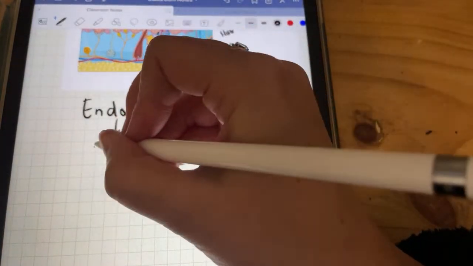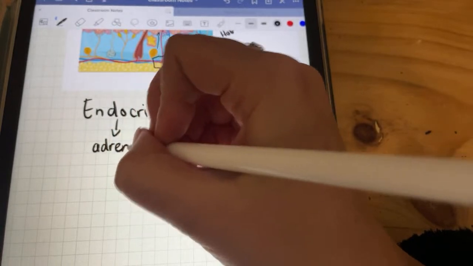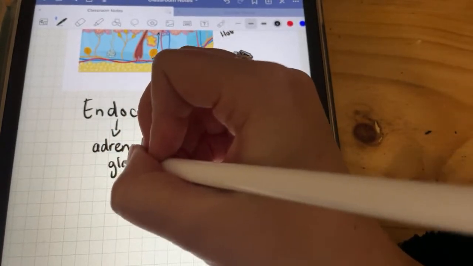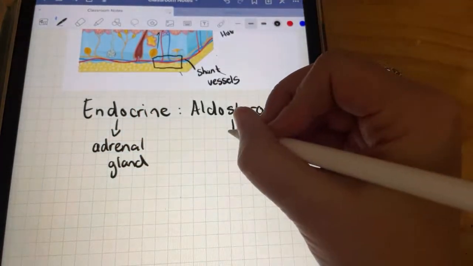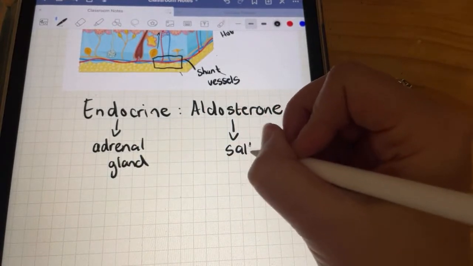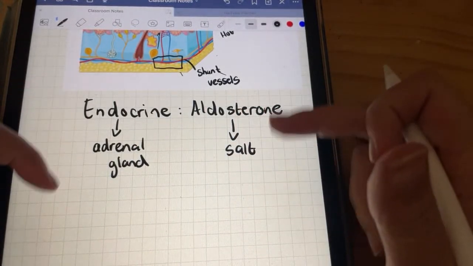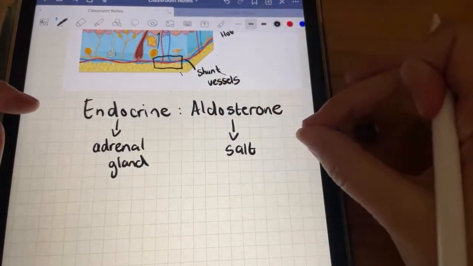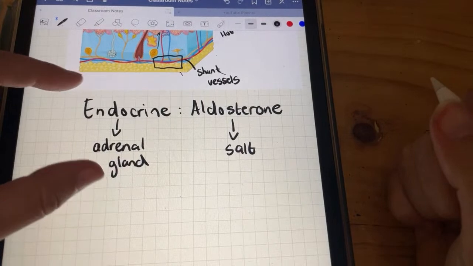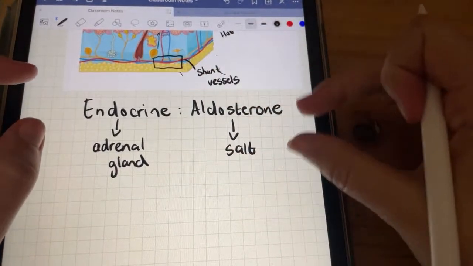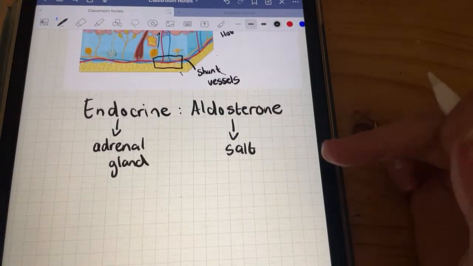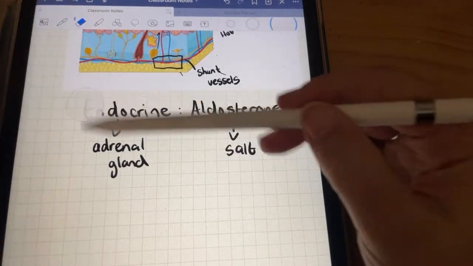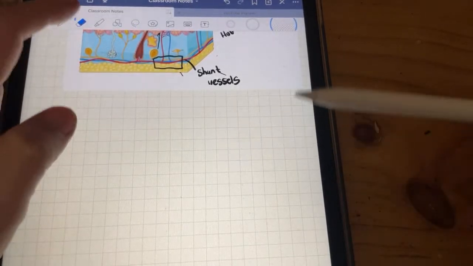Aldosterone is linked to the adrenal gland, so that is the gland that we are linking here. Aldosterone's purpose is to regulate salt. So that's how the two topics link. Here is the endocrine portion, here is the homeostasis portion. We use the adrenal gland to maintain the salt levels. Okay, so how do we explain how this works?